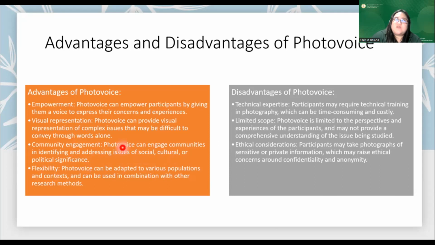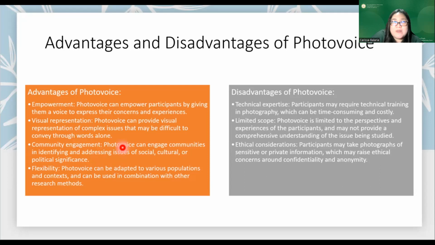Okay. When is photo voice also, for me, I utilize photo voice, personal study ko ito. When I lost my child, my first child, I did a study for photo voice. I asked permission from all those people who shared their similar mothers who lost their children. So I asked them to send me pictures that would describe their feeling when they experienced loss. And then I asked them to give the photos that they sent a title along with their explanation.